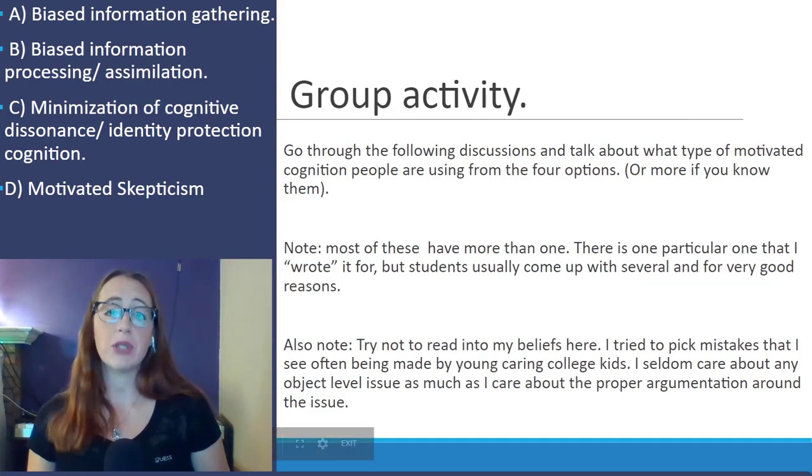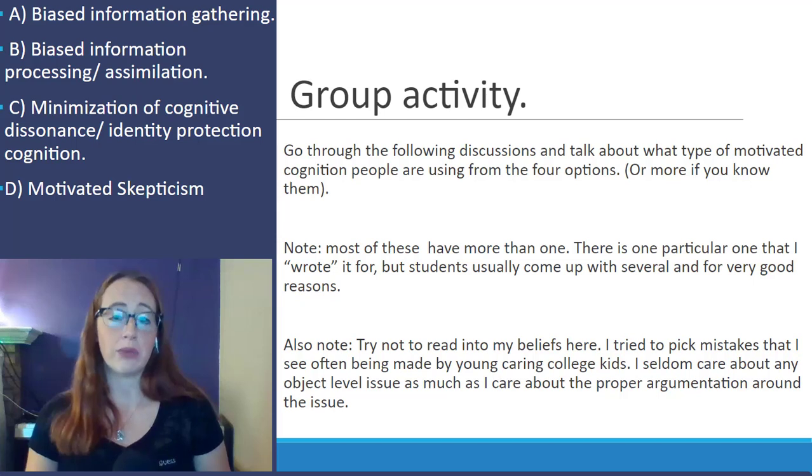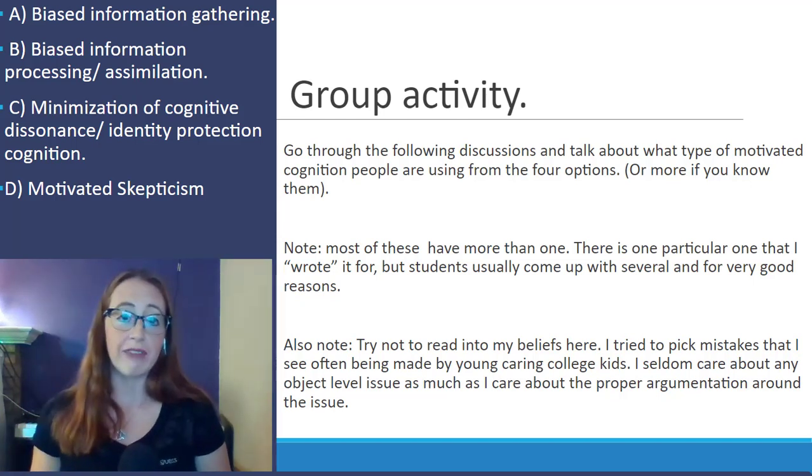So next up, I'm going to have you go through a series of mini scenarios with your groups and talk about what types and kinds of motivated cognition they are using. Though there is an answer I had in mind while writing them, there are many right answers. Students have basically argued for every one of these for every scenario and been correct.